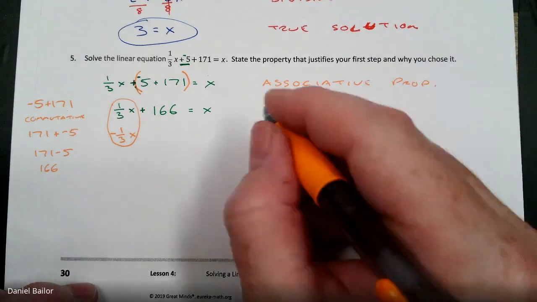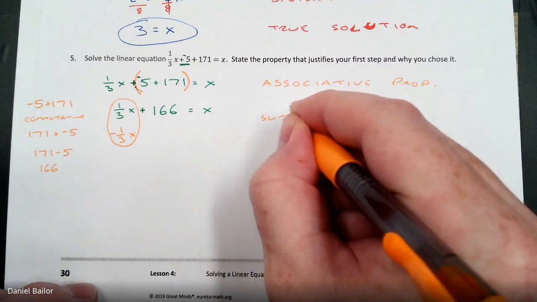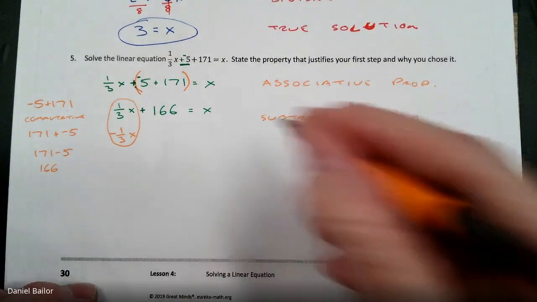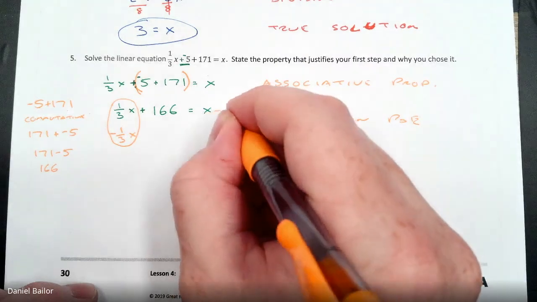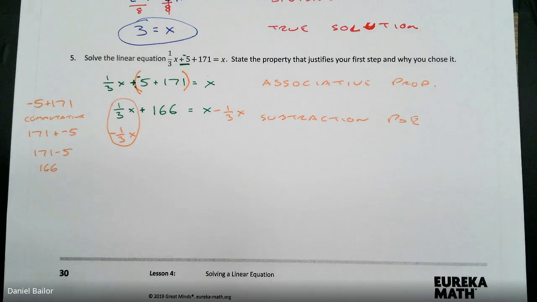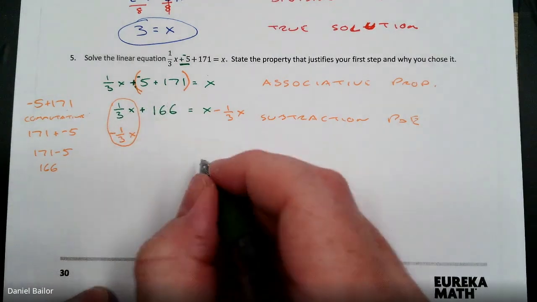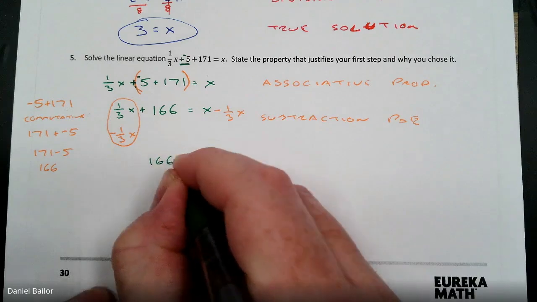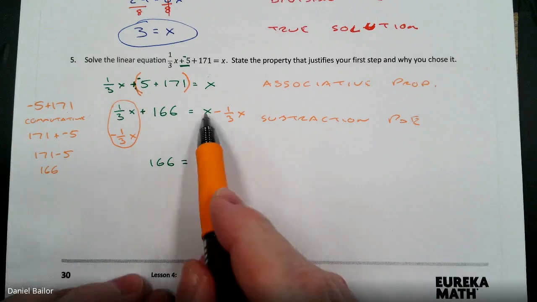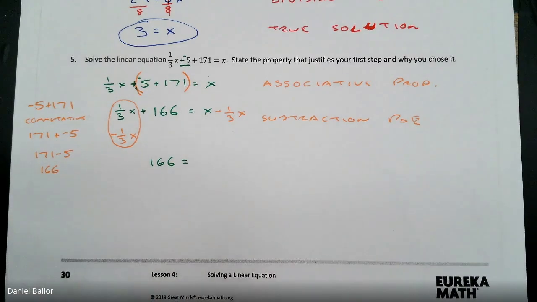But I need to follow the subtraction property of equality, which tells me I need to do -1/3 x on this side also. So on this side, 1/3 x minus 1/3 x is 0, so I just get 166. Now I need to do this subtraction. This is 1x minus 1/3 x.